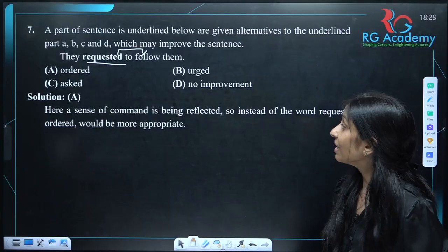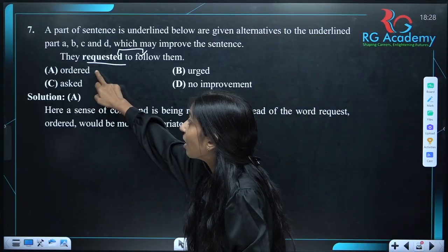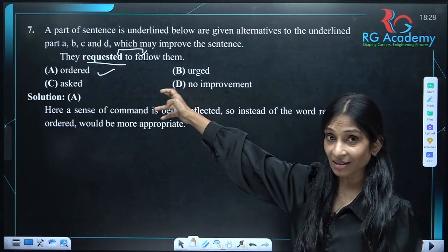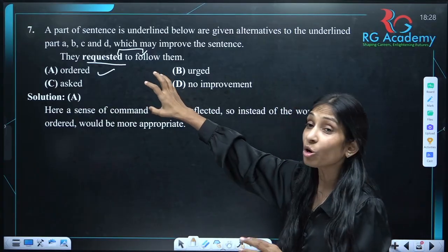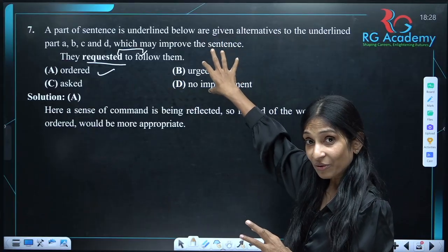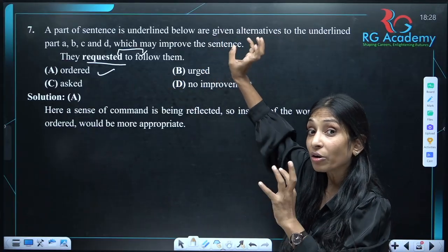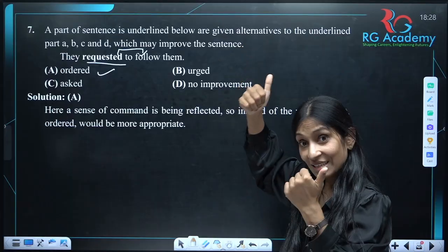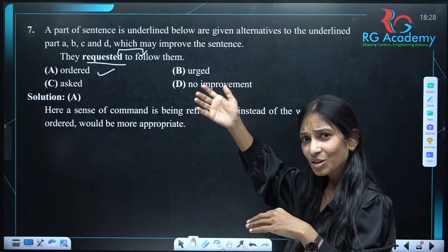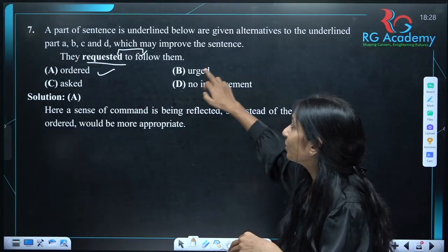Now let us see the options. Ordered obviously is the correct answer, because "request" will not go with the other part of the sentence, that is, they are ordering someone to follow them. But how can someone request you to follow you, right? So that's how it goes.